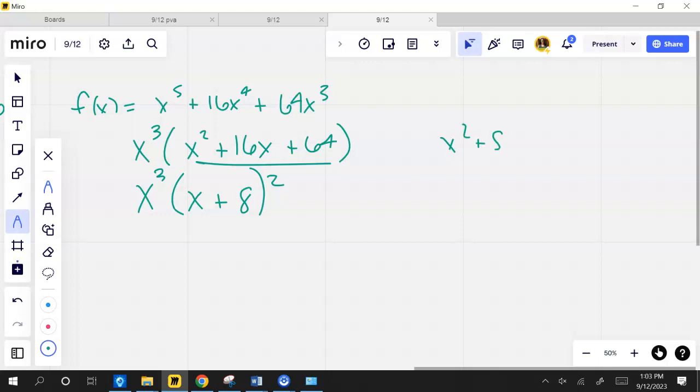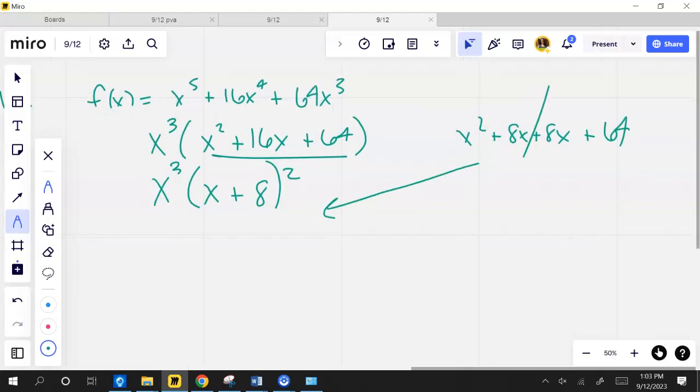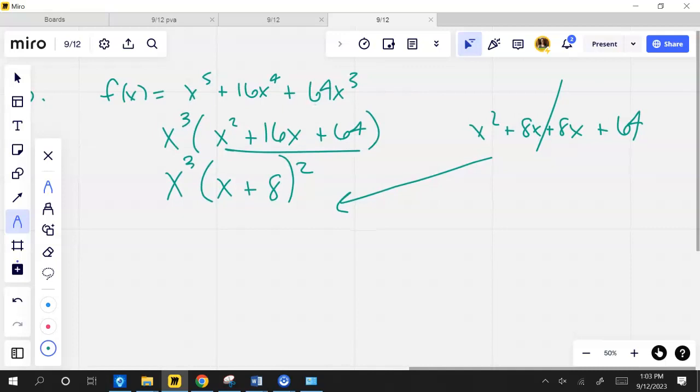So x squared plus 8x plus 8x plus 64. Slash it, you come back to the same thing. So what did it ask you for? Multiplicity and stuff? Yeah. So x equals 0 would be this one.